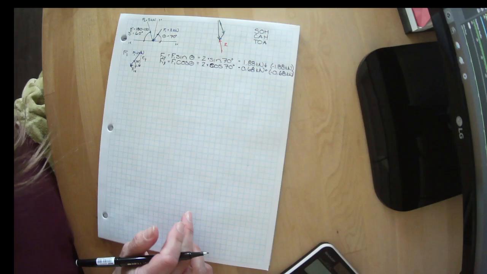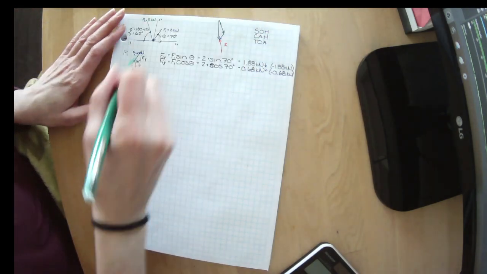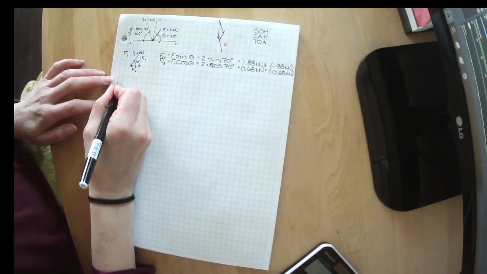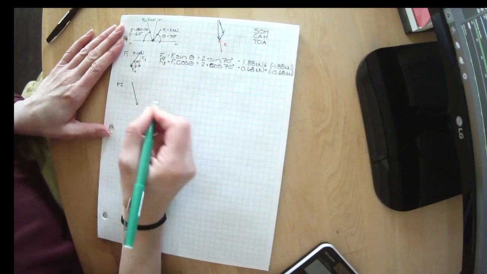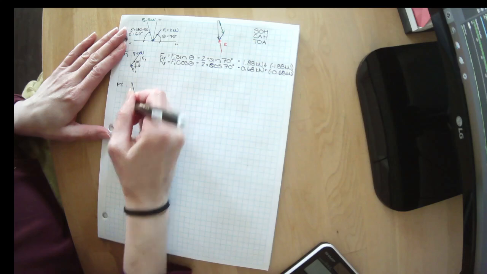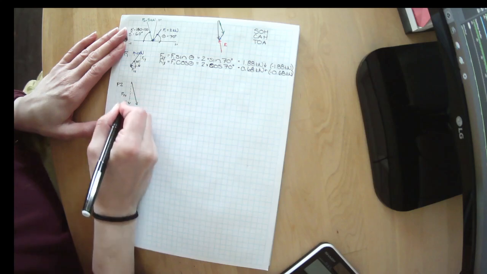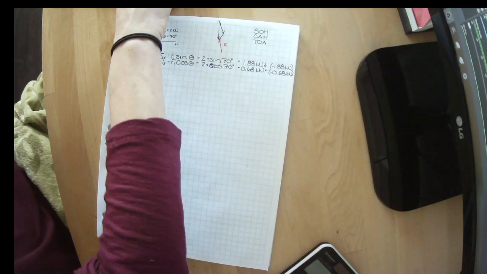Let's break up our F2 component. Let's write it here for ourselves. We're going to break up F2 now. We've got an F2 value that looks something like this, and we want to know F2y and F2x.